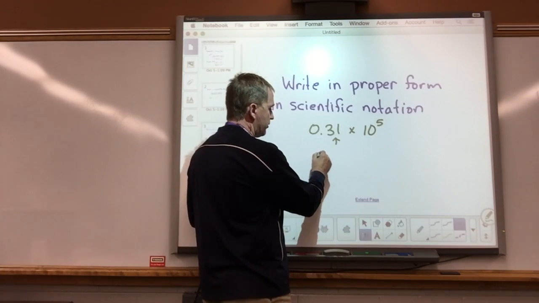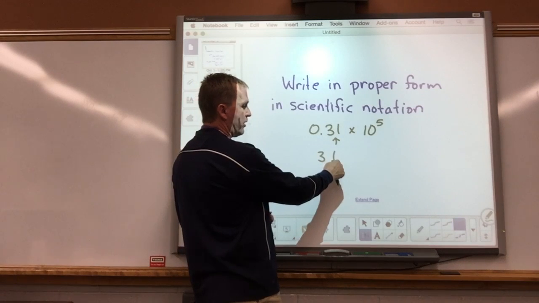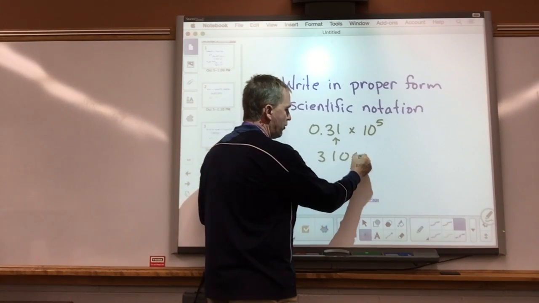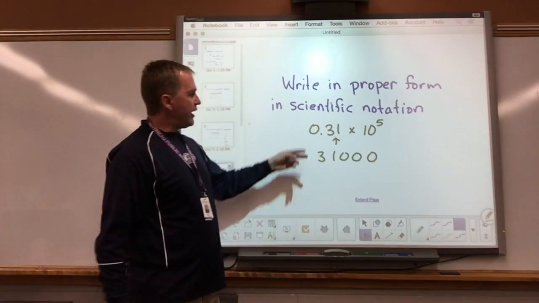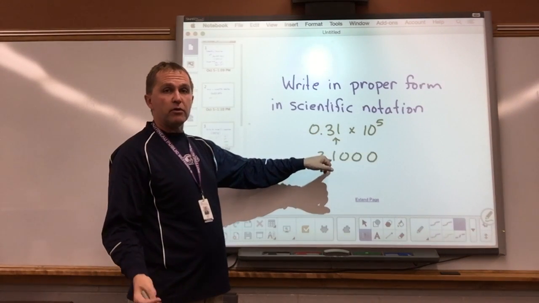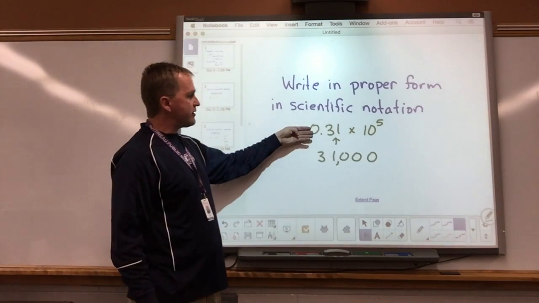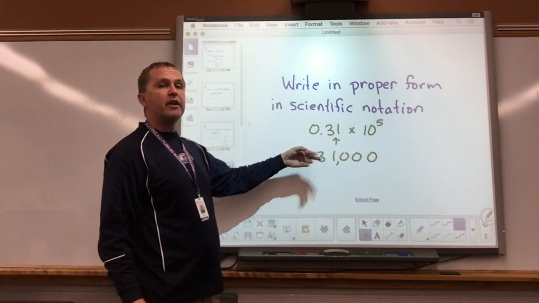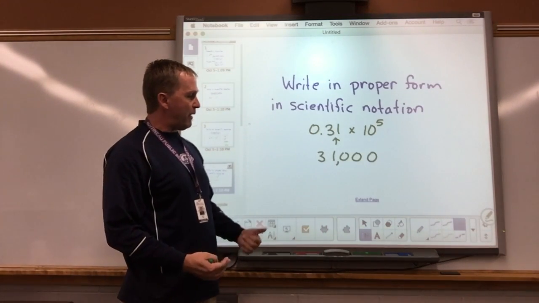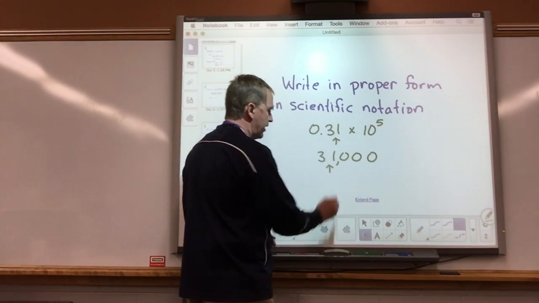So if you wanted to, going past the 3 is 1 spot, going past the 1 is 2, 3, 4, 5. I could take the number 0.31 times 10 to the 5th and I could write it in our normal standard form, which becomes the number 31,000. So I've taken this number out of scientific notation. Now I can go ahead and put it back in scientific notation. The decimal point should end up right there.